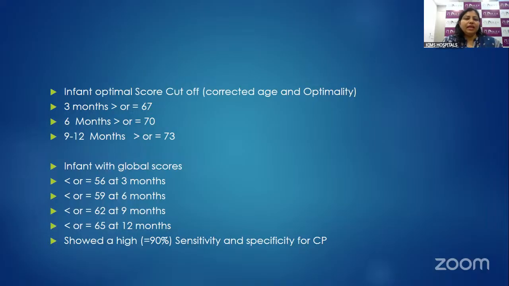Okay. Then what are the global scores? So if the child is scoring less than 56 at 3 months, then you will be sending them for some kind of observation or intervention. If the child is scoring less than 59 at 6 months, less than 62 at 9 months, and less than 65 at 12 months, then definitely this child needs some kind of attention.